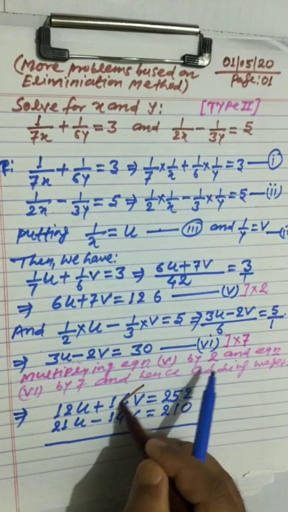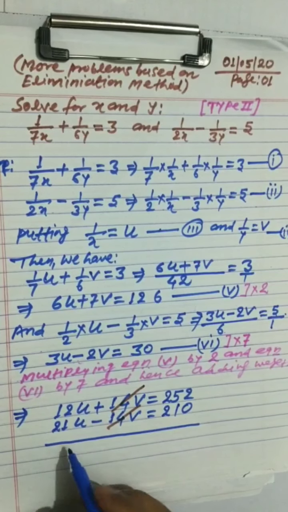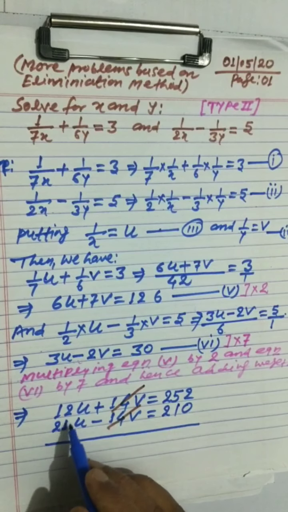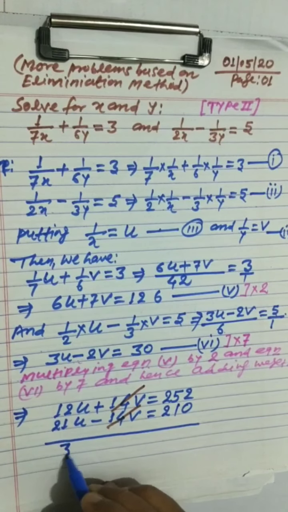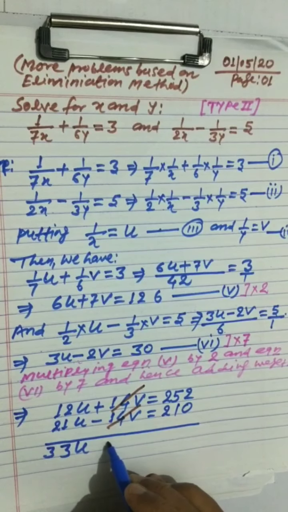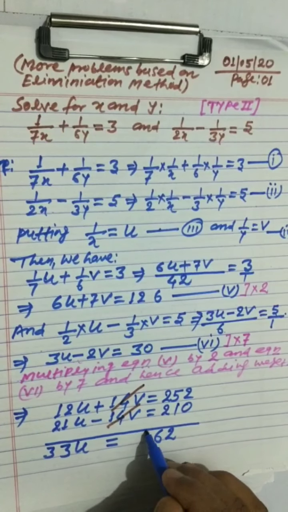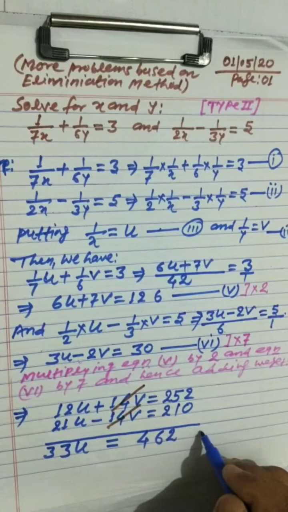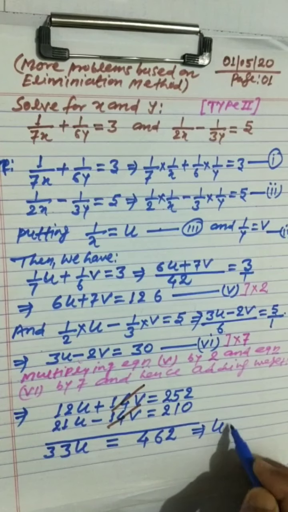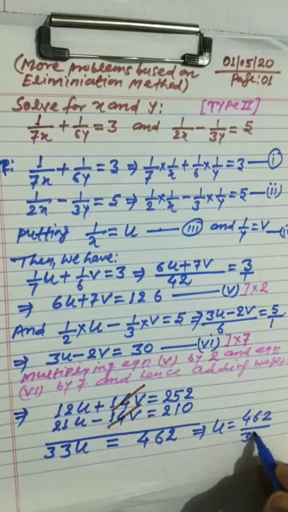The 14v plus and 14v minus will be cancelled. Then we have 213 and 213. 33u will be equal to 2516 and 224. This implies that u will be equal to 462 divided by 33.